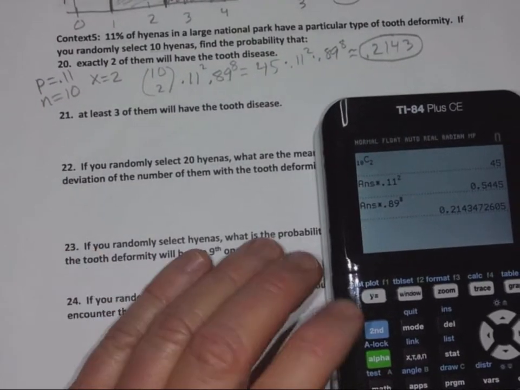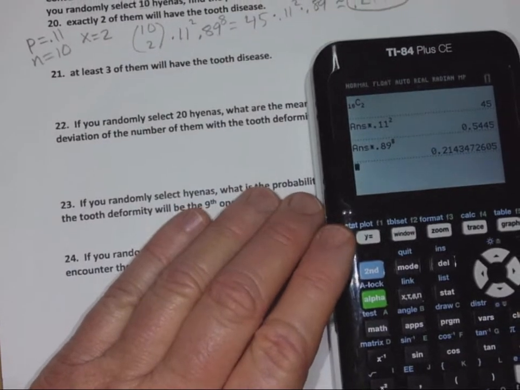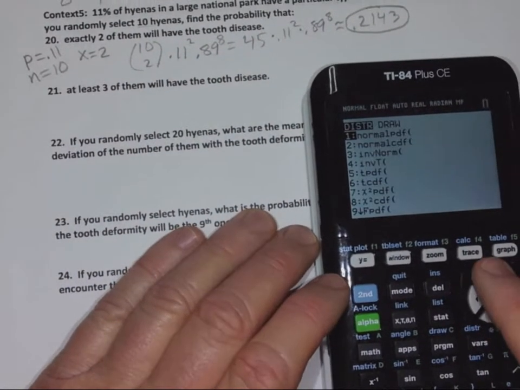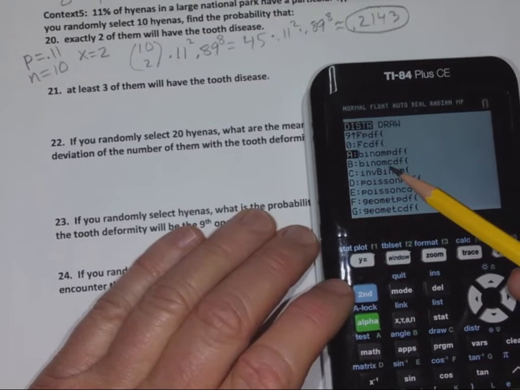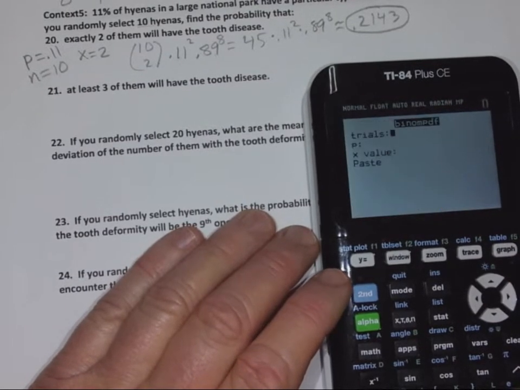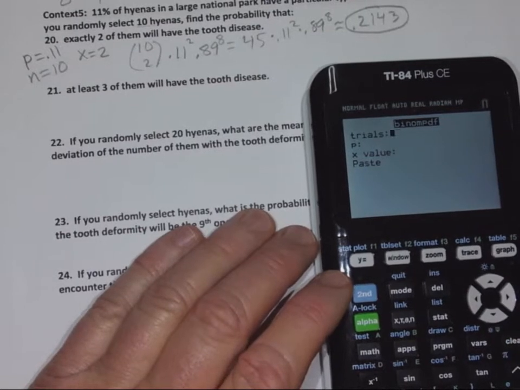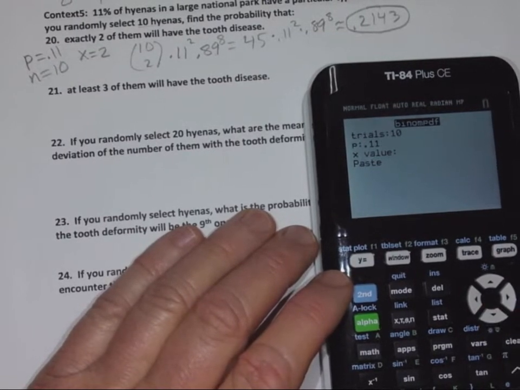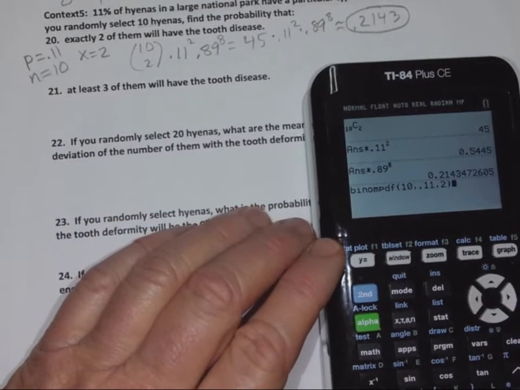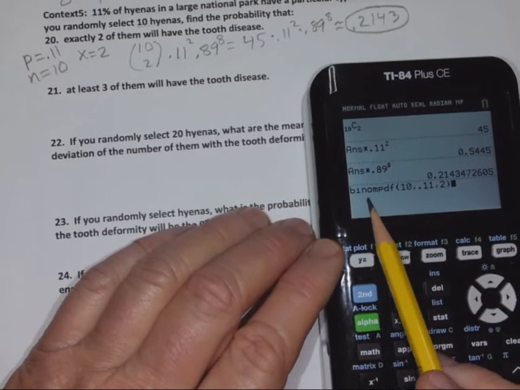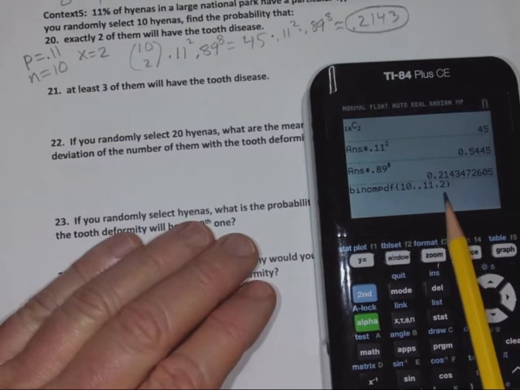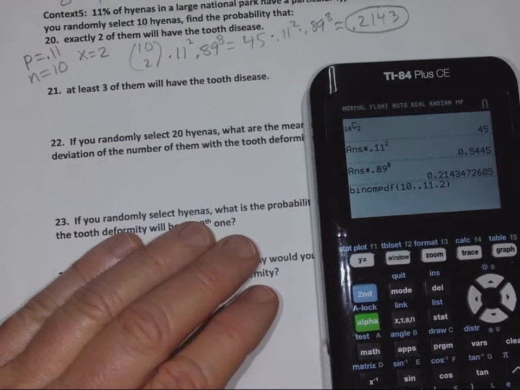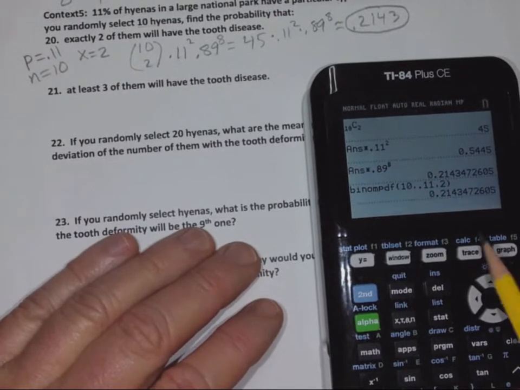All right, and so binomial PDF is on your distribution menu. So if you go second distribution and you scroll all the way down, binomial PDF is for 1 point, and CDF is cumulative. So PDF, the number of trials is 10, the probability of success is 0.11, and your number of successes here is 2. And so you go like that. Now, in a lot of calculators, it'll immediately take you to that screen, and it goes alphabetically, N, P, and X. So you'd write them like that, and you'd hit enter, and you get the same number.